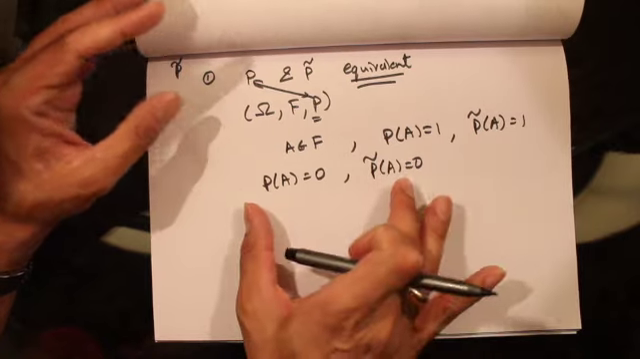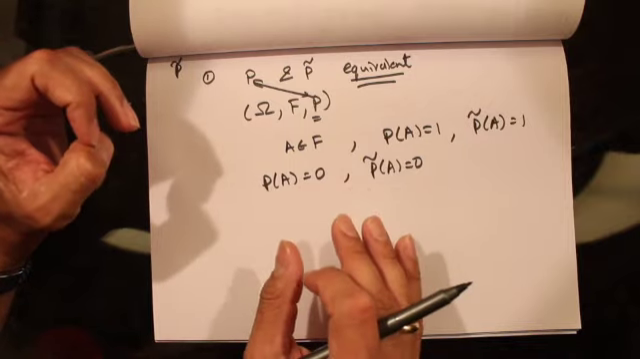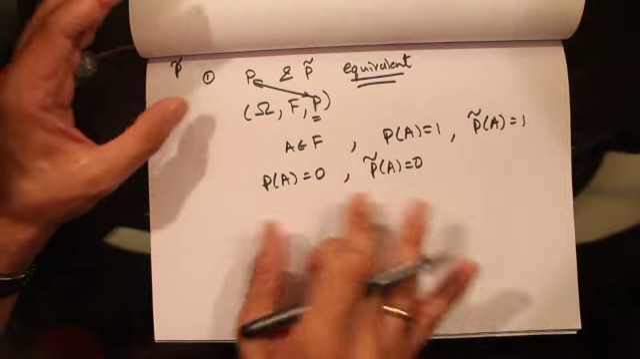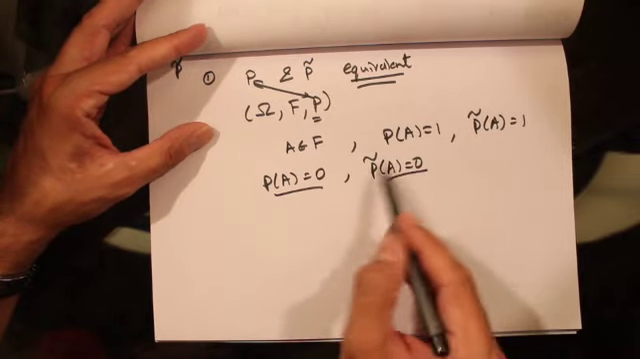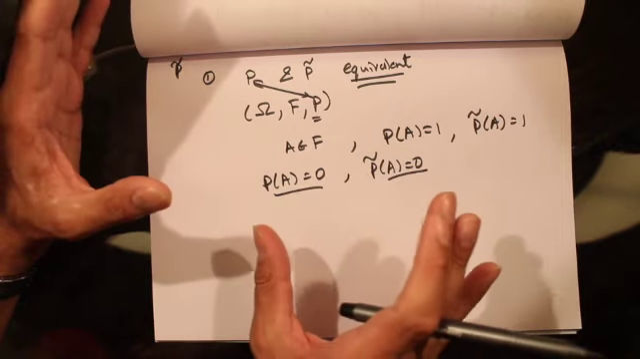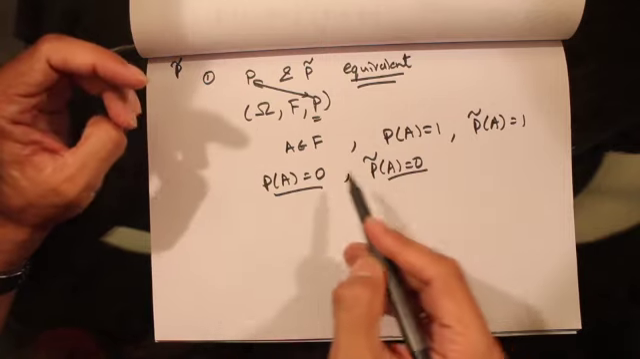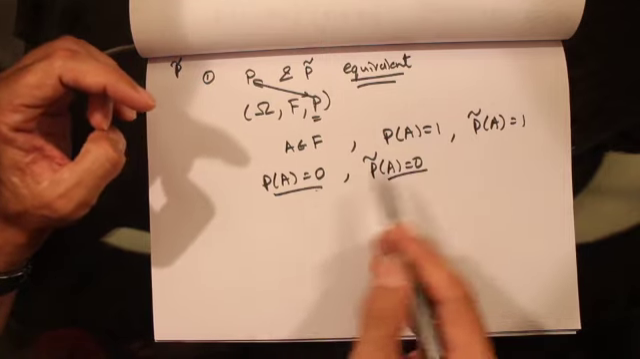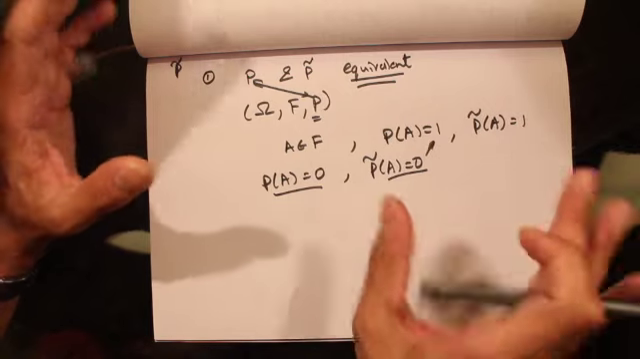Okay? So both these measures need to agree on which events are impossible, which basically means the probabilities of impossible events are 0. They need to agree on which events are impossible, and if they agree on which events are impossible, they also agree on which events are 100% possible.